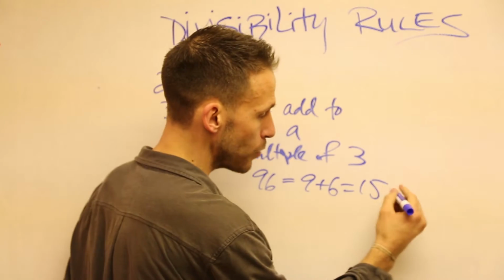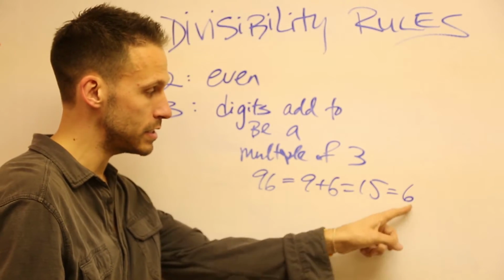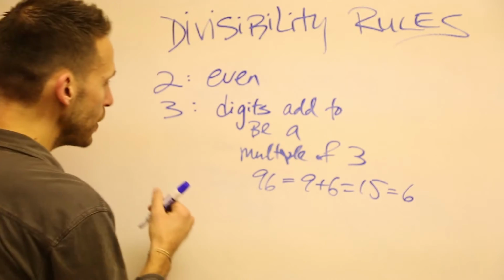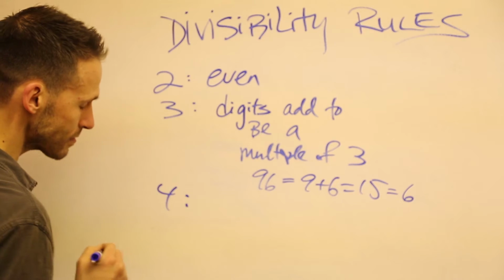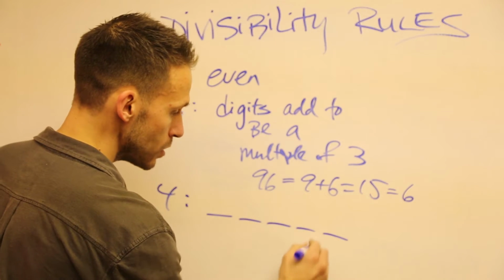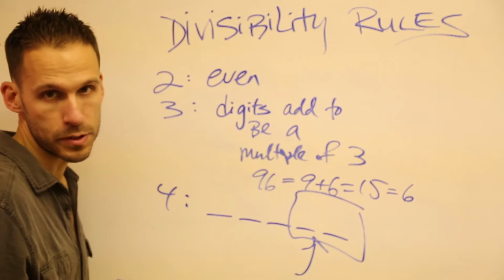And furthermore, if you add 1 and 5, you get 6. Eventually you can keep adding the digits until it gets down to a single digit, and if the 3 goes into it, then you know it's divisible by 3. How do you know a number is divisible by 4? If the last 2 digits, let's say it's a 5-digit number, so long as the last 2 digits are divisible by 4, then the entire number is divisible by 4.